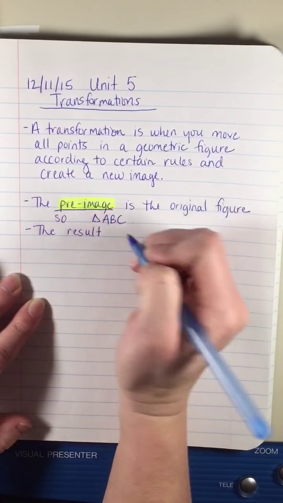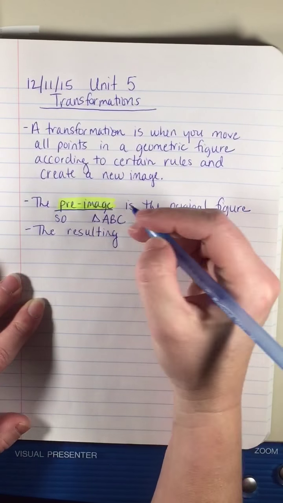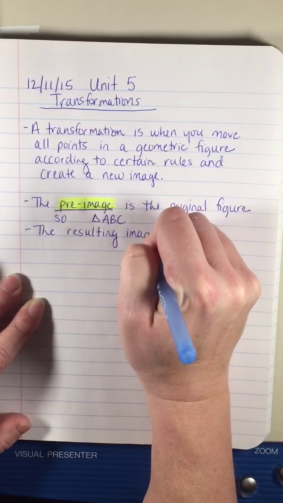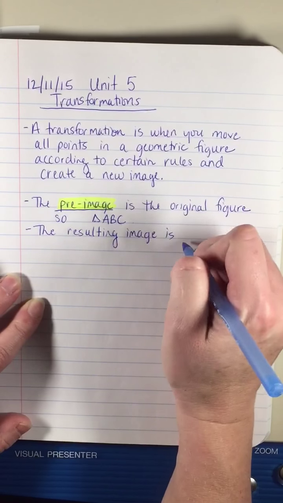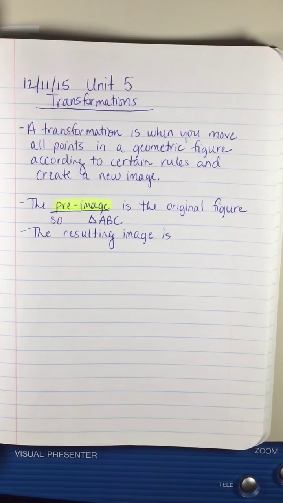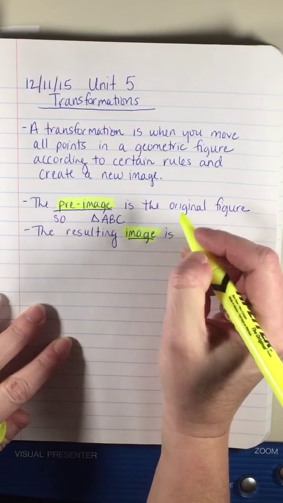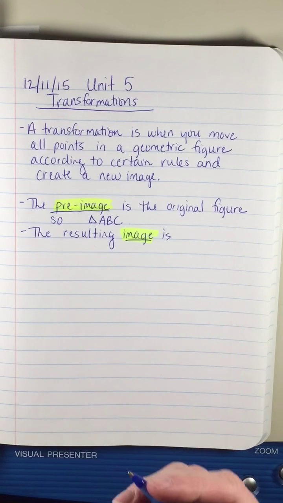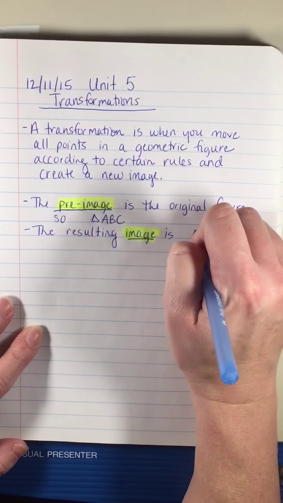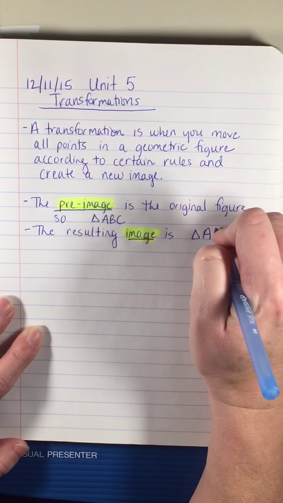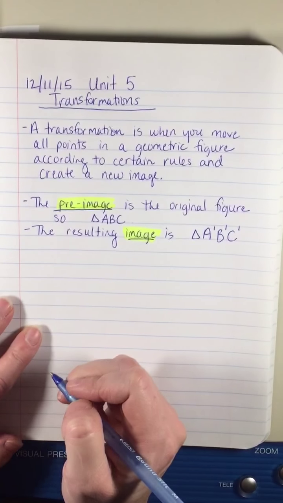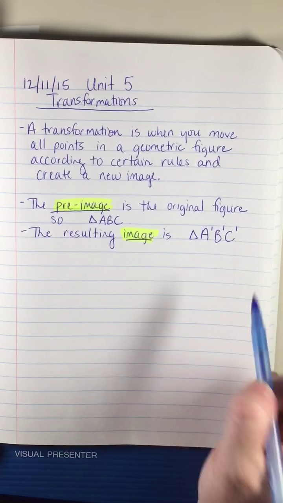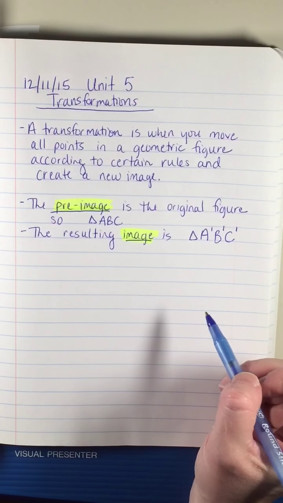And it has different notation. So it would look like the resulting image, and that's the vocabulary word. So I'm going to highlight that too. And our notation would look like this: triangle A prime, B prime, C prime. So this little apostrophe, we would say prime.